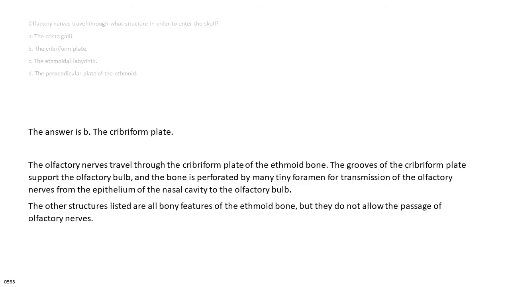The answer is B. The cribriform plate. The olfactory nerves travel through the cribriform plate of the ethmoid bone. The grooves of the cribriform plate support the olfactory bulb, and the bone is perforated by many tiny foramina for transmission of the olfactory nerves from the epithelium of the nasal cavity to the olfactory bulb. The other structures listed are all bony features of the ethmoid bone, but they do not allow the passage of olfactory nerves.